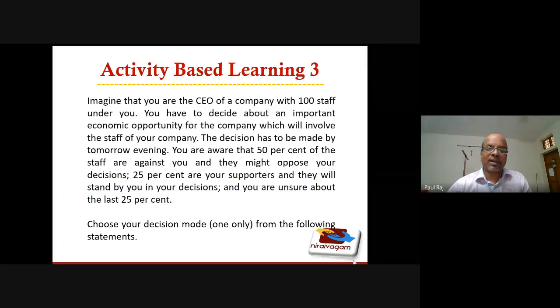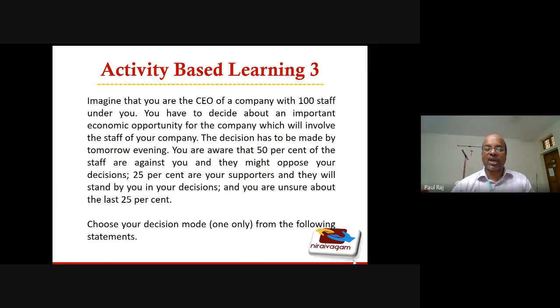But before that, I would like to run through the situation once again. Imagine that you are the CEO, Chief Executive Officer of the company with 100 staff under you. That's the position you have. You have to decide something very important, which will involve the staff of your company, and that decision has to be made by tomorrow evening. You are aware that 50% of staff are against you. They will oppose your decisions. 25% are your supporters. They will stand by your decision. 25%, you are not sure how they will respond.